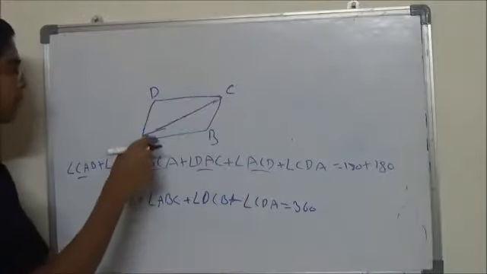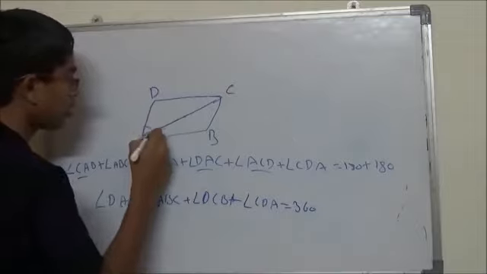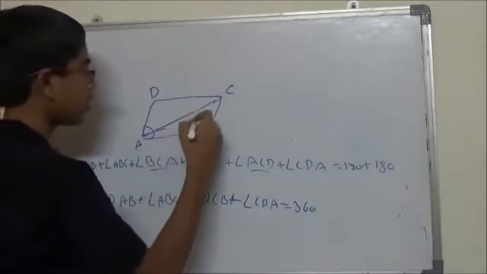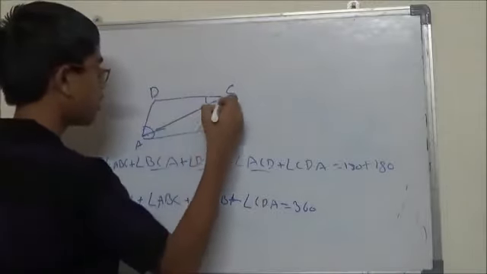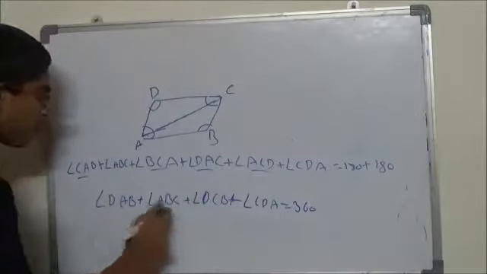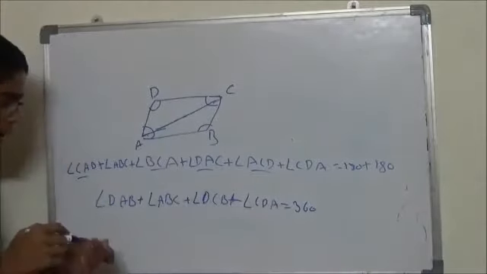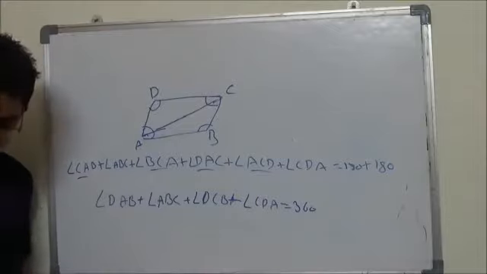Let's check if we have all the angles. Angle DAB, this angle ABC, this angle DCB, and angle CDA, we have this angle. So the sum of all four angles is equal to 360 degrees. This is how we prove the angle sum property of the quadrilateral.